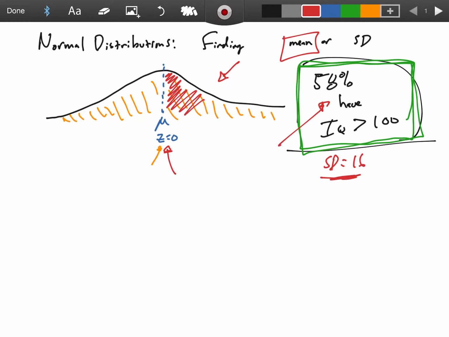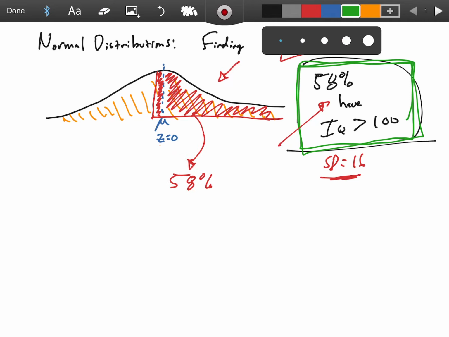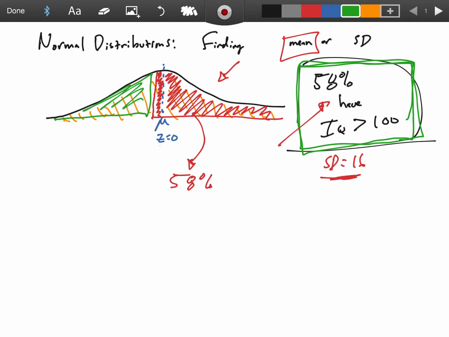If I only shade in this much, then I have just 50% greater, but I know it's 58. So I know I'm going to be on this side of the mean a little bit so that I can get that extra 8%. So now I've got 58% of the distribution selected. If I bar this off, this is 58% of the distribution that is greater. And that also tells us that over here, 42% of the distribution is lower.